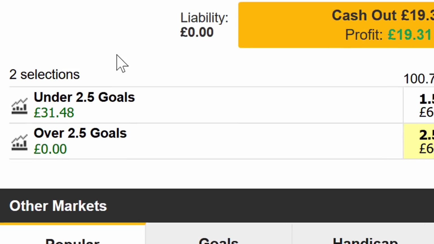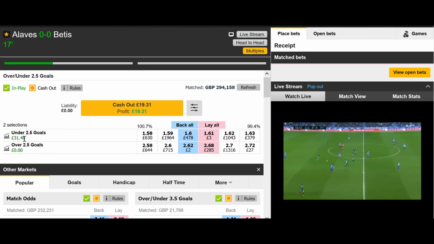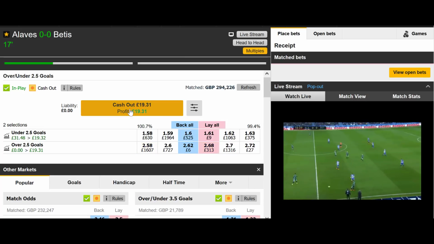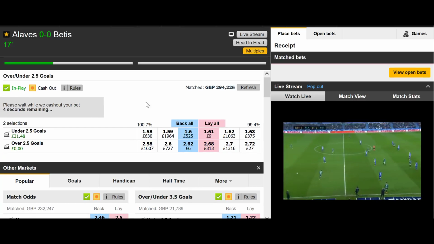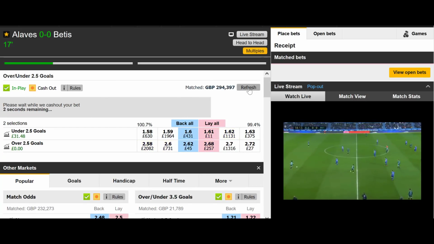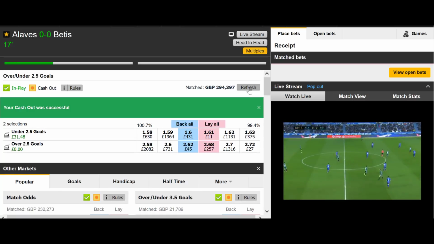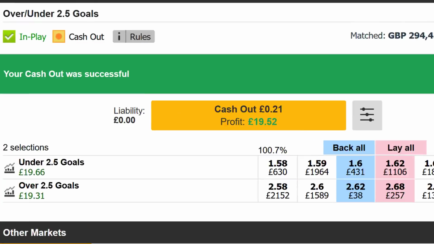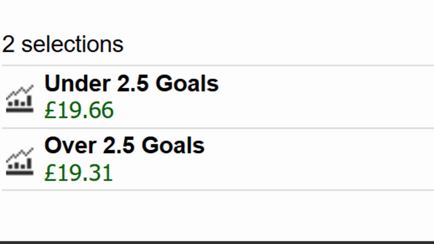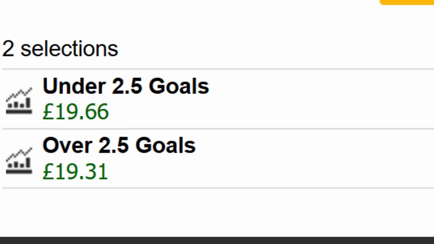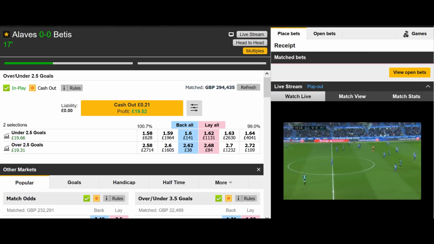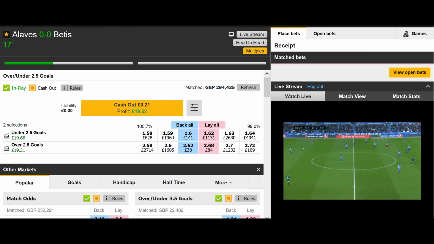We could just let this play out and maybe take £31 if it does finish under, or you could green it up and take an equal profit on both outcomes, like we're going to do here. And that's generally how most people trade the under 2.5 goals market. You are just backing at kickoff and waiting for a particular point in the match where you can trade out.